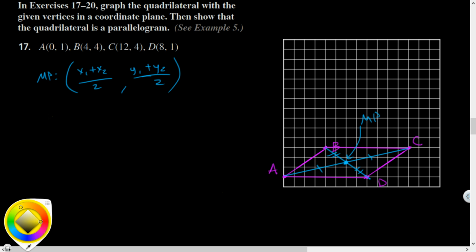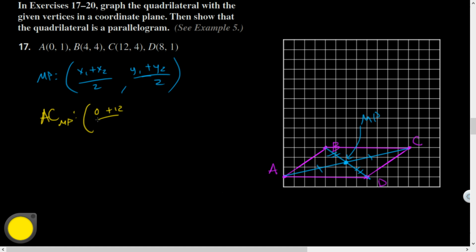All right, so midpoint of AC would be 0 plus 12 over 2 and 1 plus 4 over 2. So that's going to be the point 6 comma 5 divided by 2 is 2.5. So 6 over, 6 up 2.5. That looks like that's graphically correct.